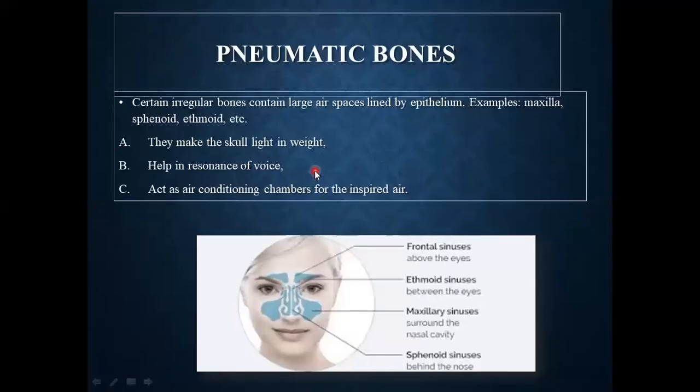The pneumatic bones are certain irregular bones that contain large air spaces lined by epithelium. Examples are maxilla, sphenoid, and ethmoid. They make the skull light in weight, help in resonance of voice, and act as air conditioning chambers for the inspired air. These are sinuses, basically the frontal sinus above the eyes, the ethmoid sinus in between the eyes, a maxillary sinus on each side of the nose, and the sphenoid sinus behind the nose.